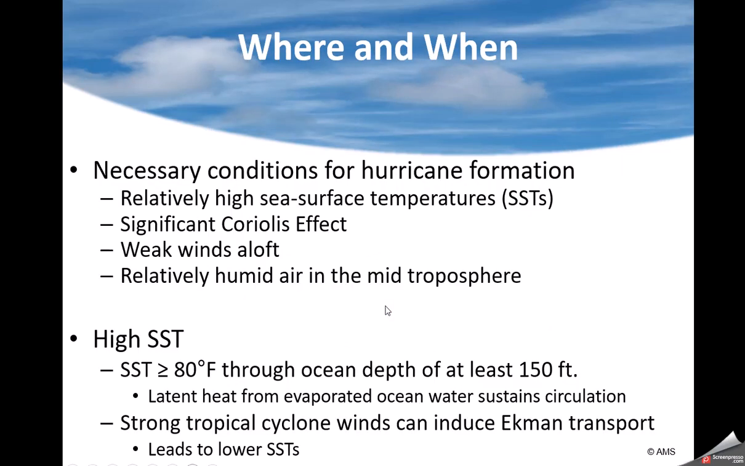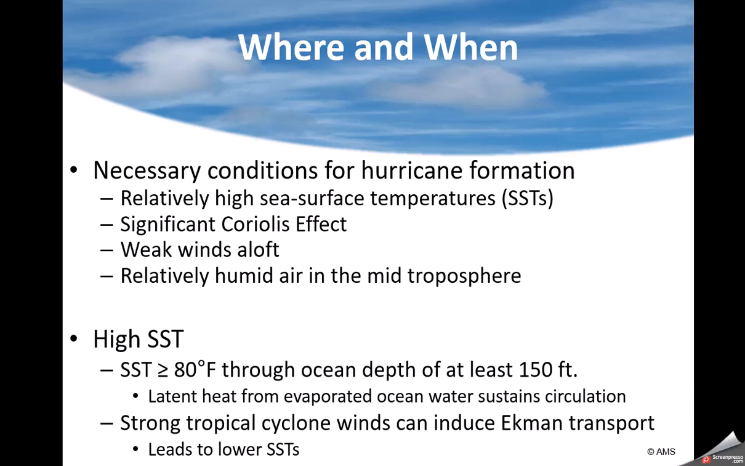There are certain conditions necessary for tropical cyclones. One of them is high sea surface temperatures. As a matter of fact, sea surface water temperatures must be greater than 80 degrees to at least 150-foot depth in the ocean. Otherwise, we're not going to be able to sustain a hurricane.